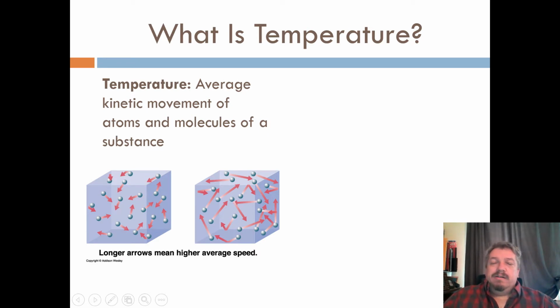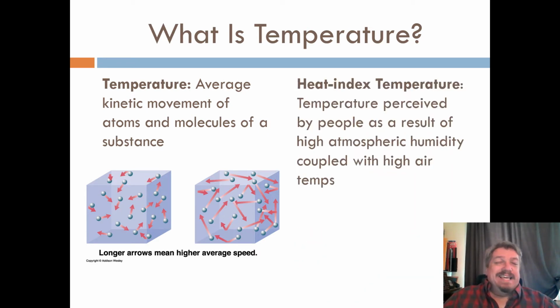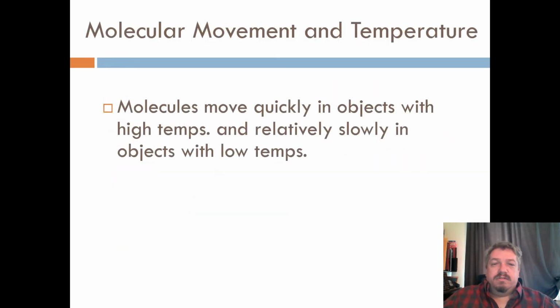Now, we perceive temperature as heat because things that have a higher temperature tend to be hotter. So when we talk about the temperature outside, we're actually perceiving this energy with moisture in the atmosphere, which we'll talk about later. But when we talk about the temperature of some type of material, we're talking about the average movement of the energy within it. So molecules move quickly. They bounce faster in things with high temperatures, slower in low temperatures.